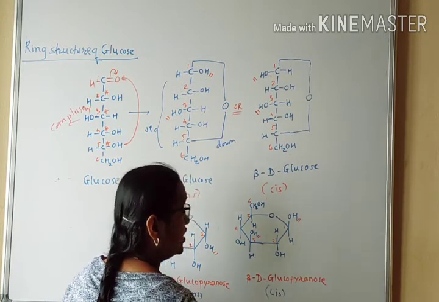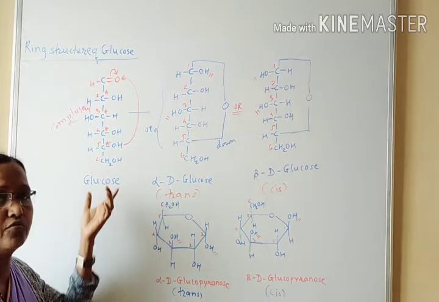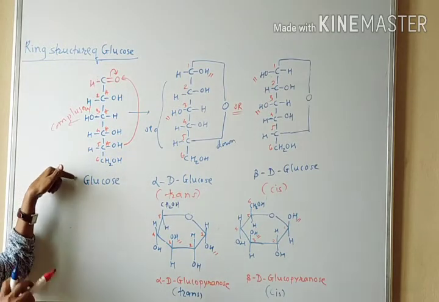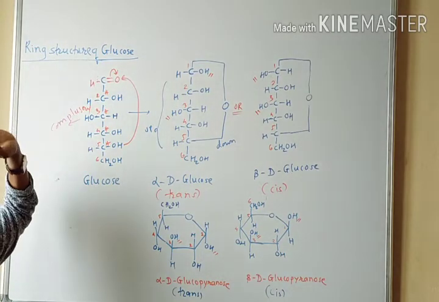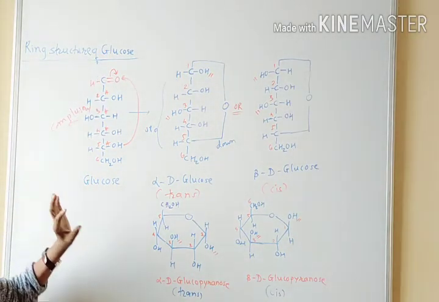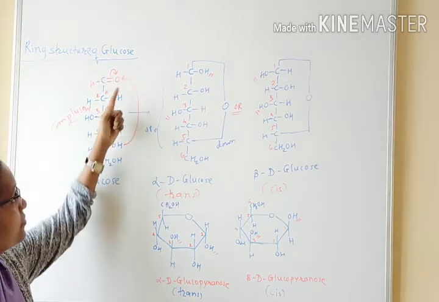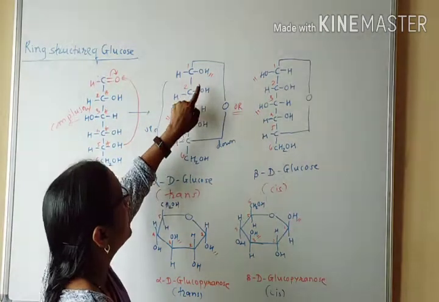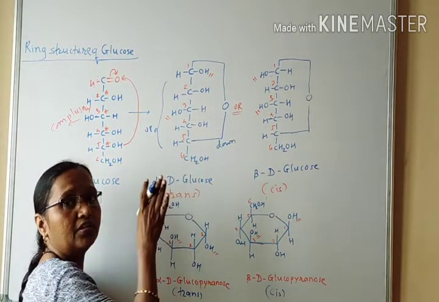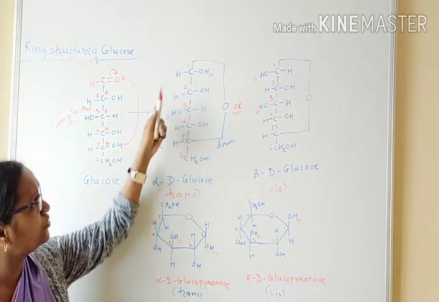That ring structure is also called the Haworth projection formula. So you will remember that there are 6 carbon atoms in the glucose. The first carbon atom is the aldehyde group and 5 hydroxy groups are present. A bond between C1 and C5 takes place through the oxygen atom. We have to keep in mind that the OH of the first carbon and the OH of the third carbon are opposite to each other. That is alpha D glucose.